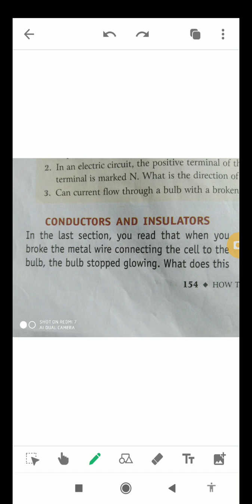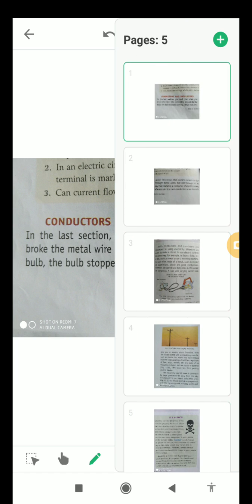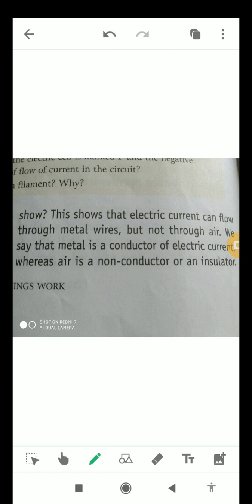Okay students, in the last session you read that when you broke the metal wire connecting the cell to the bulb, the bulb stopped glowing. What does this show? So this shows that electric current can flow through metal wires only, but not through air. Okay, we say that metal is a conductor of electric current, whereas air is a non-conductor or an insulator.